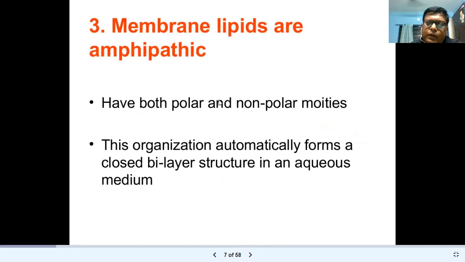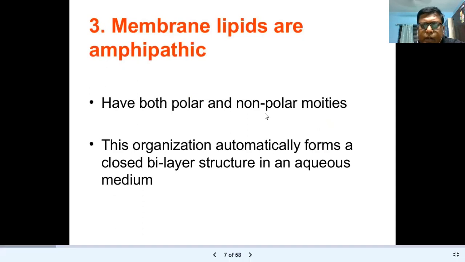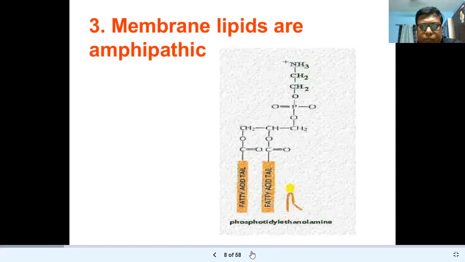Now, first come to the lipid. Membrane lipids are basically amphipathic. What is amphipathic? It contains both polar and non-polar groups. Having polar and non-polar moieties, this organization automatically forms a closed bilayer structure in an aqueous medium.